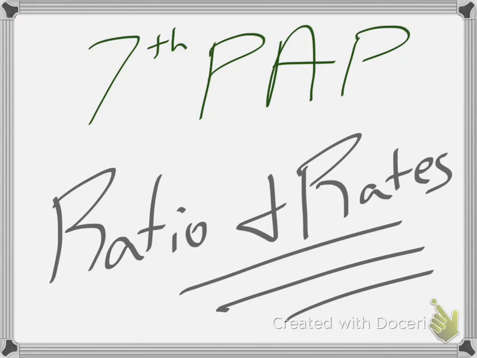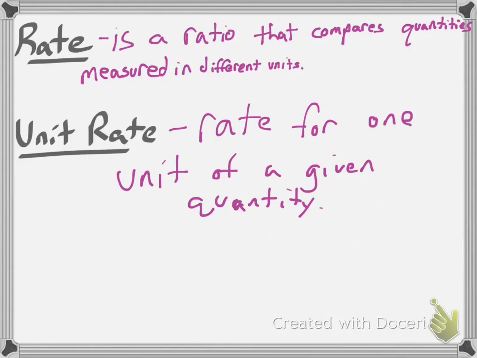Alright, 7th grade pre-AP, let's do ratios and rates. A rate is a ratio that compares quantities measured in different units. So basically it's a fraction. So let's say 3/4. But it has to have different measurements to be a rate.